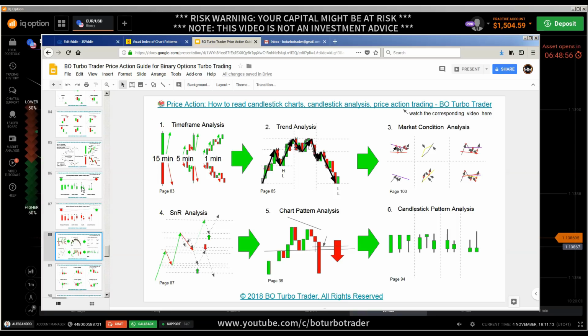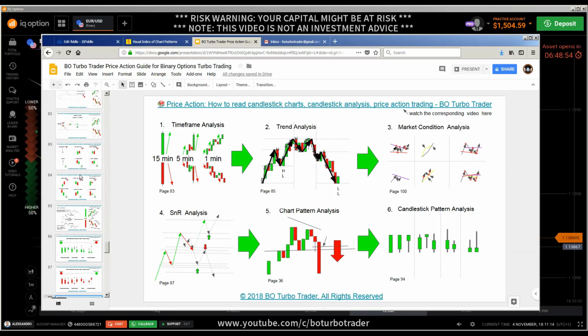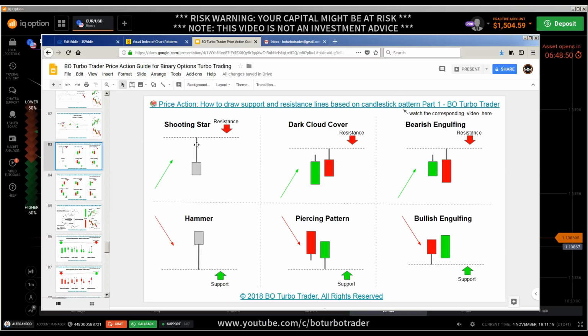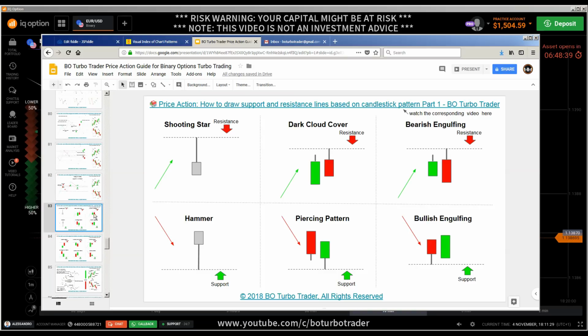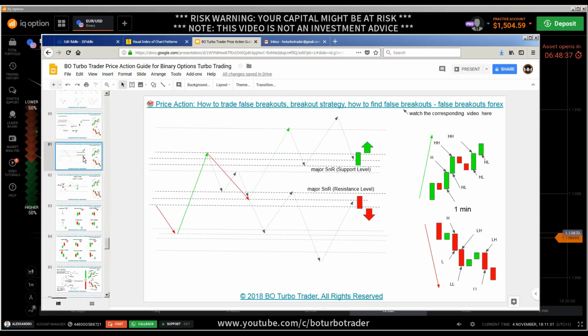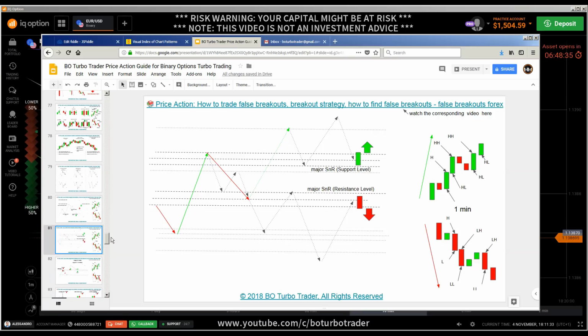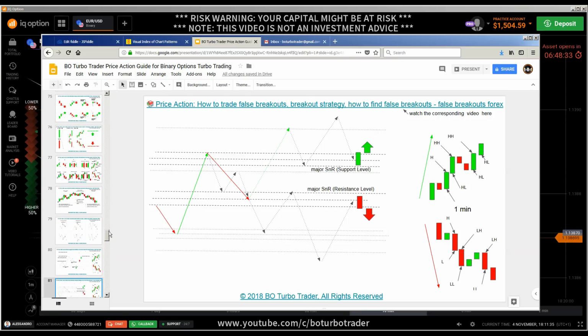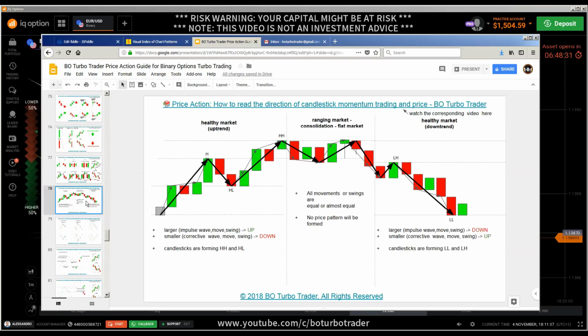The support and resistance in general is really easy. You know that the high of the upper wick is a resistance, and the low of the lower wick is a support level, and that can be applied to any kind of candlestick. Then the difference between a major and a minor support and resistance level, what change of polarity means, and what overall market condition is.